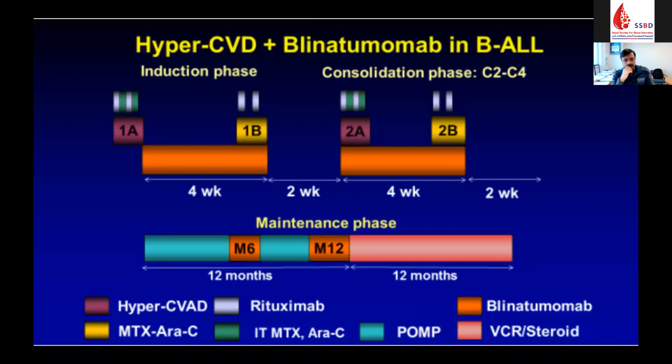And this is the schema of mini CVD plus blinatumomab, where you give mini CVD, and at day 5 you start blinatumomab, and then every 4 weeks on and 2 weeks off. You give this for 4 cycles, and then you transition the patient to maintenance, and then you alternate the pump along with blinatumomab every 3 to 6 months.